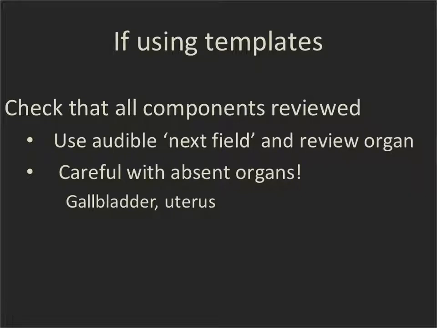What I would recommend if you are using a standard template is really check that all the components on that template have been reviewed. One way to do this is to just click next field, next field, next field, listen to it saying that field, pancreas, adrenals, kidneys, and so on, and make sure when it comes up with that key reminder that you then review that organ or structure. Be careful with absent organs. We have all sent out CT reports and templates where it said gallbladder normal when there is no gallbladder, or the uterus is normal, and so on.